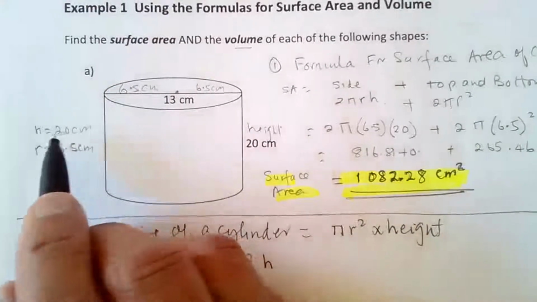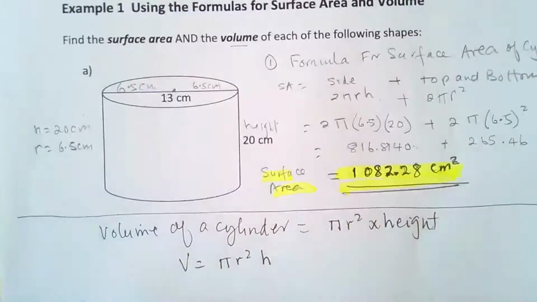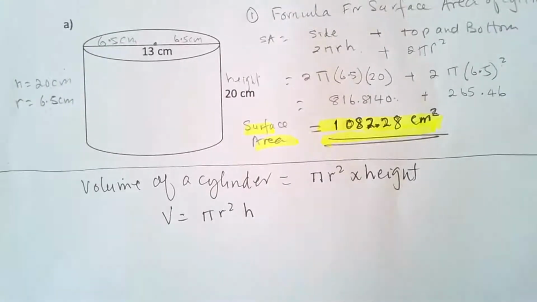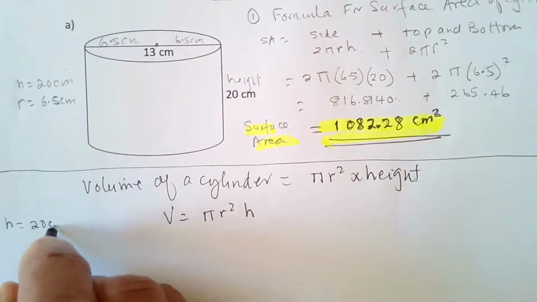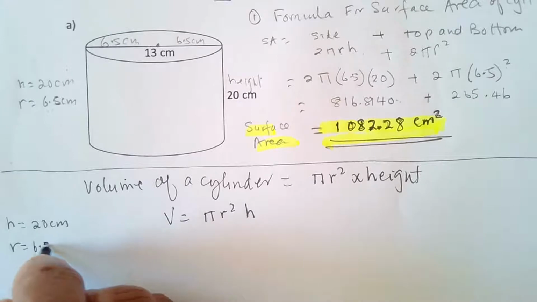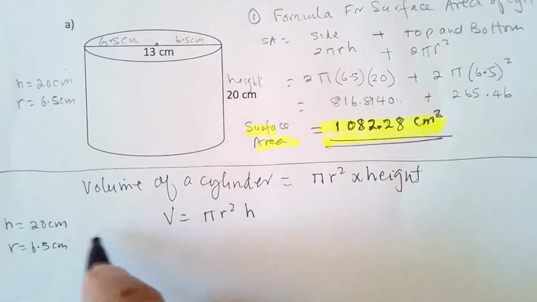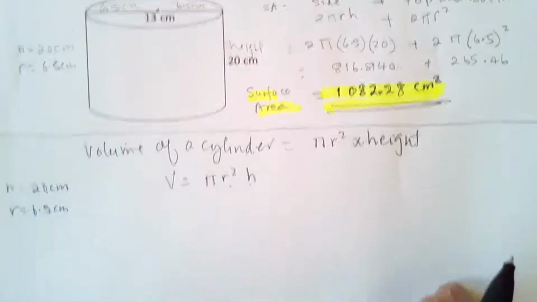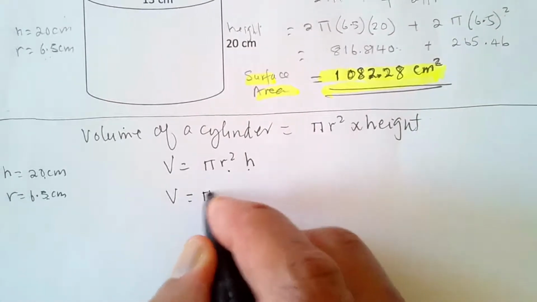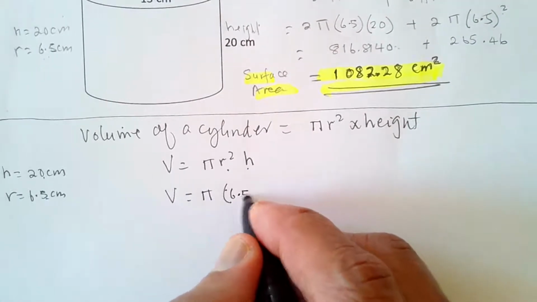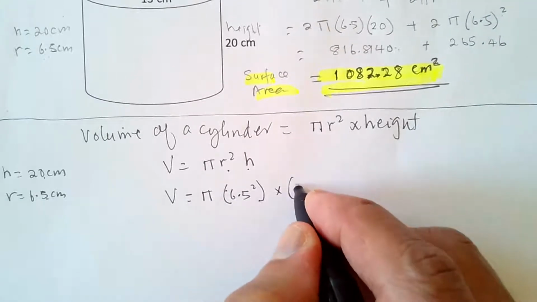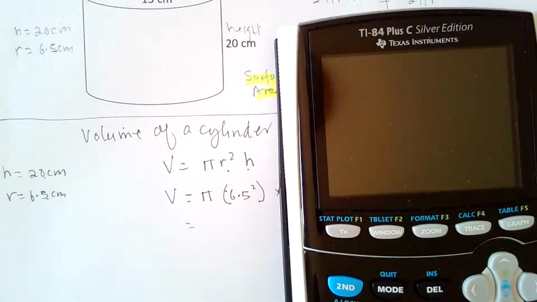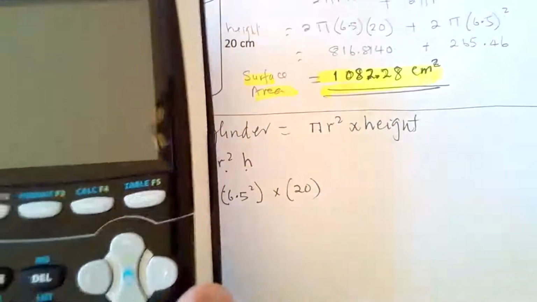I know from here that the height is 20, the radius is 6.5. So I substitute those values. I'll record them here again. H is equal to 20 centimeters. The radius is 6.5. 20 will replace H, and 6.5 will replace R. So volume is pi times 6.5 to the power 2 multiplied by 20. So get my good old calculator here, do some work for me.